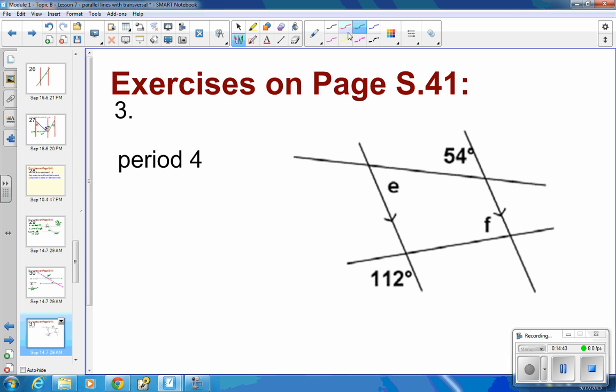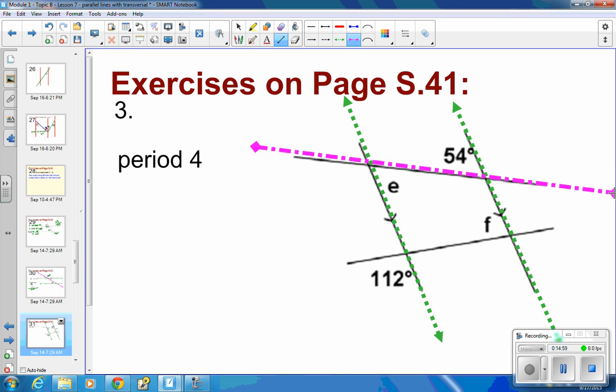3 gets a little bit more complex. Let me add some of these lines in there again. So let me add my parallel lines. Here's my parallel line, and here's a parallel line. And let me put in one of the transversals. So let me put in this one.